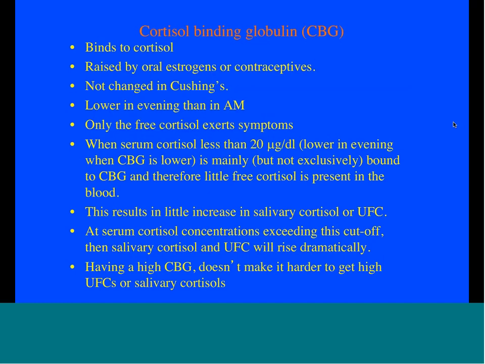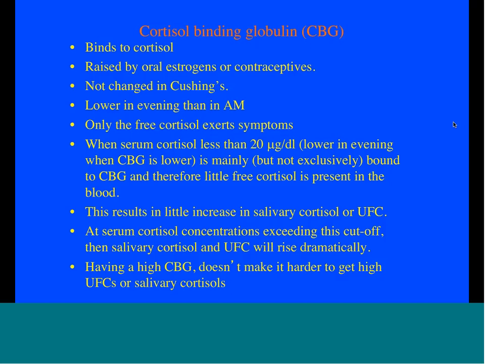So if you have a high total, but your free cortisol is low, you're not going to have many symptoms of Cushing's. And similarly, if your total is low, but your free is high, then you will have the symptoms of Cushing's. And when the serum cortisol is approximately 20, it's like a cutoff. It's lower in the evening when the cortisol binding globulin is lower. Cortisol is mainly bound to cortisol binding globulin, and therefore little free cortisol is present. But there's always some free. However, this results in a little increase in salivary cortisol or urinary free cortisol.